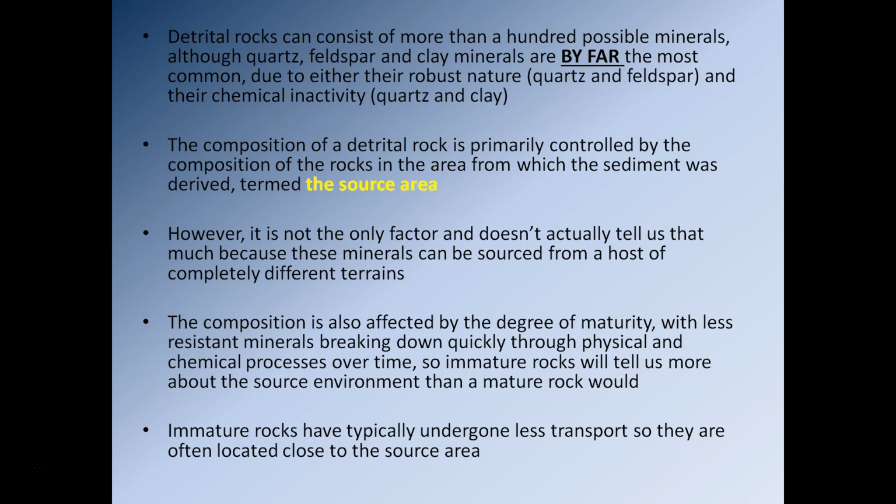Sorry about this slide, I can see there's a lot of words on it, but we're going to work our way through them. So, detrital rocks can consist of more than 100 possible minerals. But when it really comes down to it, quartz, feldspar, and clay minerals are by far and away the most common. And there's two reasons for that. Number one, quartz and feldspar are very physically robust minerals. They don't break down very easily. So they can be transported by rivers over very large distances, and the crystals will survive.